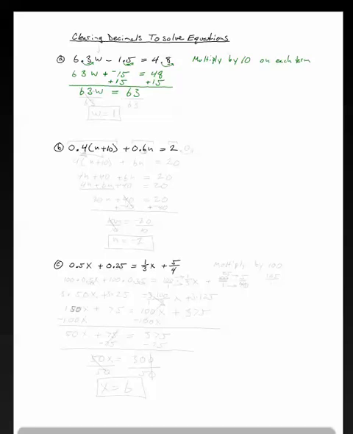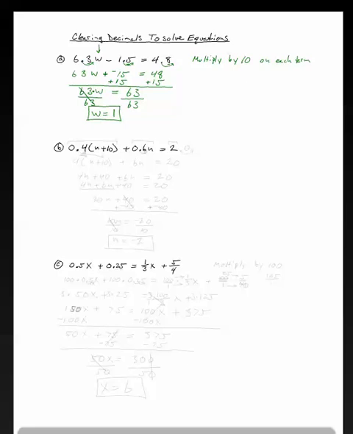Remember, 63w means 63 times w, and the opposite of multiplication is division. So if I want to get rid of this multiplication of 63, I need to divide both sides by 63. 63 divided by 63 is 1, and 1 times w is w. And then 63 divided by 63 is 1. So we get w equals 1. So if we plug w in here, then we would get the same number on both sides of the equation. And remember, you should always be checking your work.